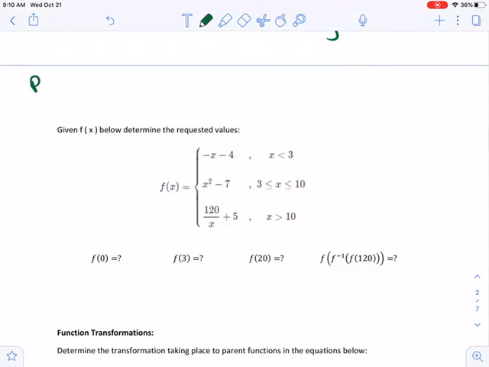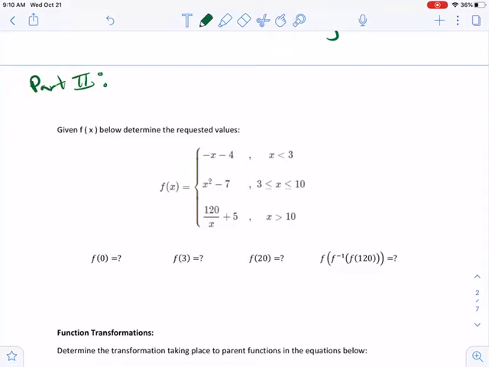This is going to be part 2 of the assessment, and we're probably going to get through another 2 pages here, just discussing more on functions, using this to correct on your test. So given the function below, which is a piecewise function, determine the requested values.